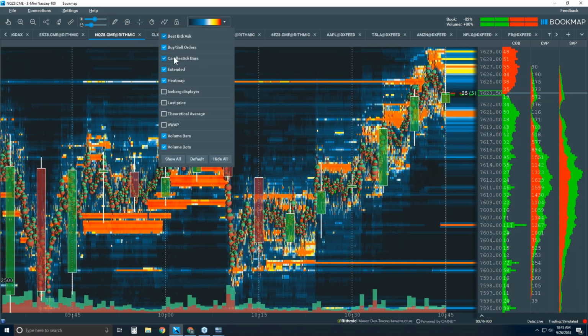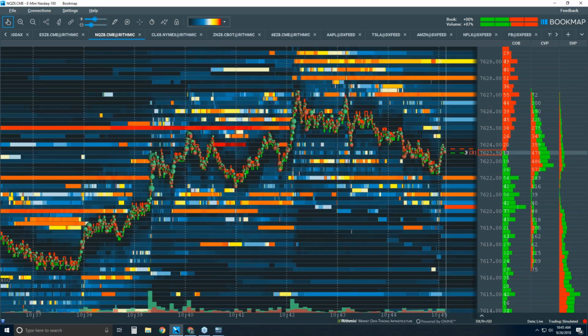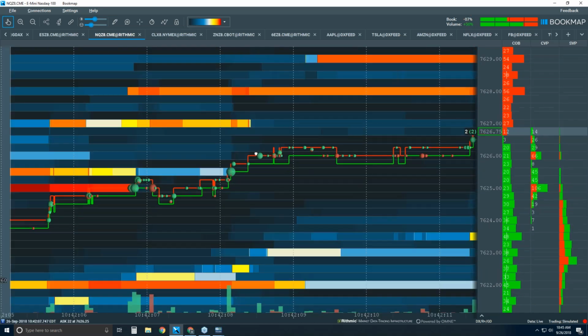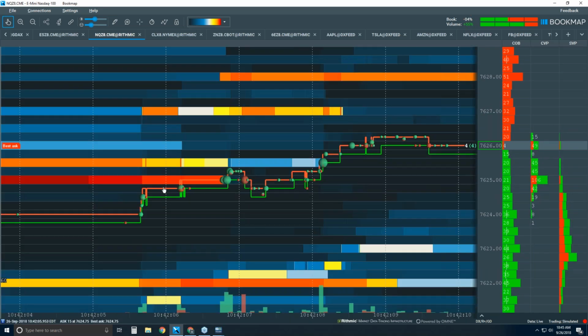Let's just go over the volume now, because of what these dots are. Let's zoom into this area here. You can see the red line here. This is the best ask, and the green line is the best bid. That's it. Very, very simple, straightforward. The dots here represent the aggressor, the market buy and sell orders.